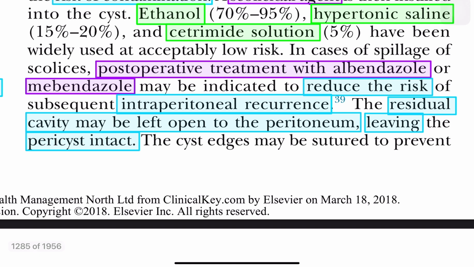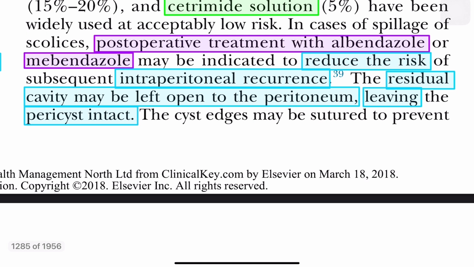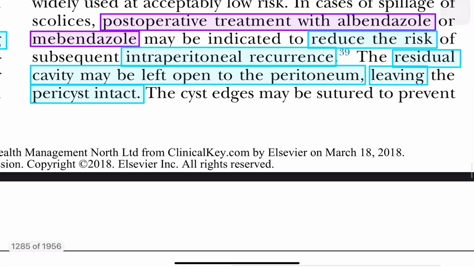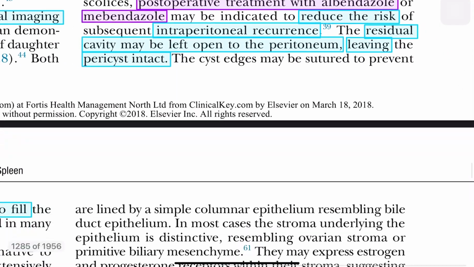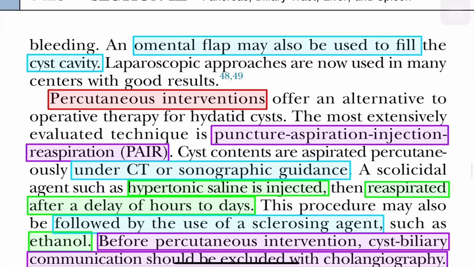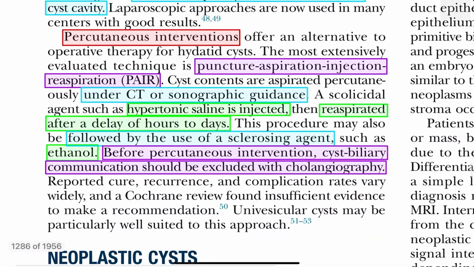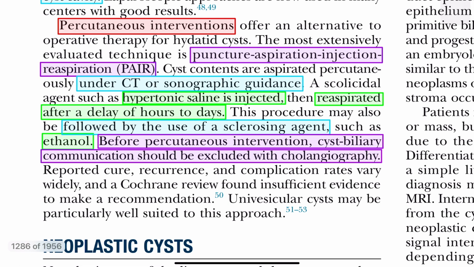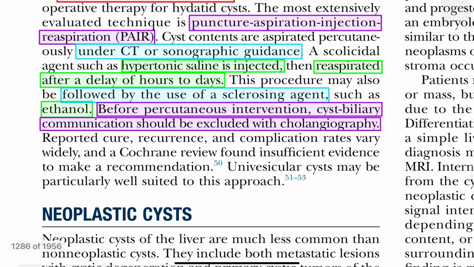Even post-op, you should give albendazole or mebendazole. The benefit of giving albendazole is to reduce the risk of intraperitoneal recurrence. The residual cavity may be left open to the peritoneum, leaving the pericyst intact. In that case, albendazole should be given. An omental flap may also be used to fill the cyst cavity. Percutaneously, you do PAIR, already told. It should be done under CT or USG guidance.